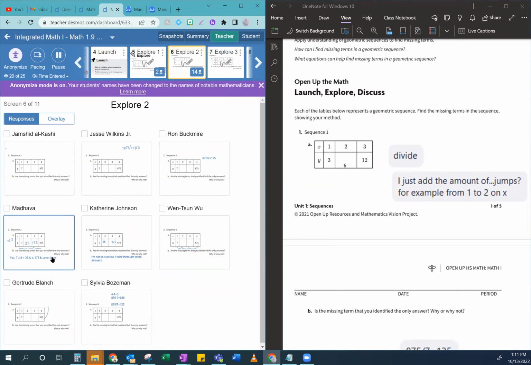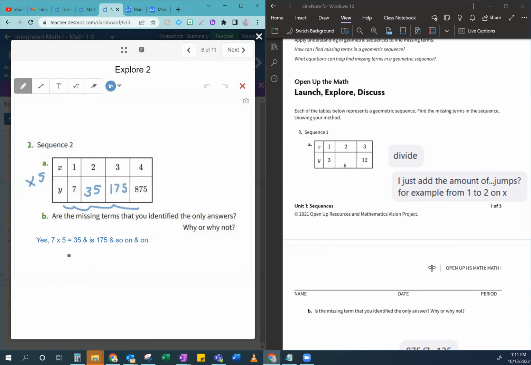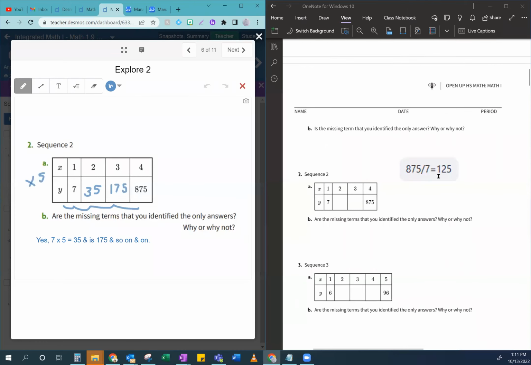Oh, interesting. Look at what this person did. So times 5, they said. But how do I get times 5 from this 125? I have 1, 2, 3 jumps. Right? How am I going to do this? How do I do this? Because I agree with this person. It's going to be this, right?